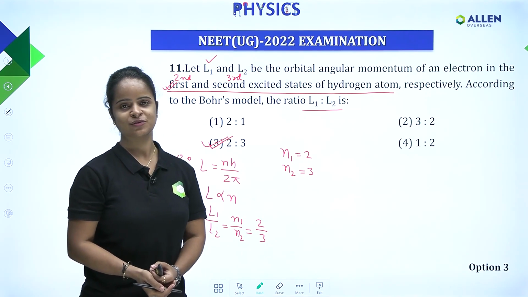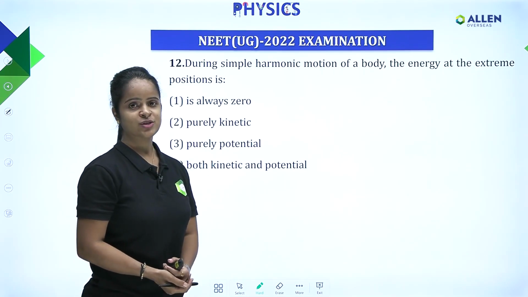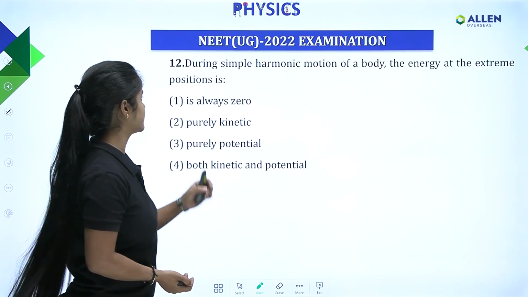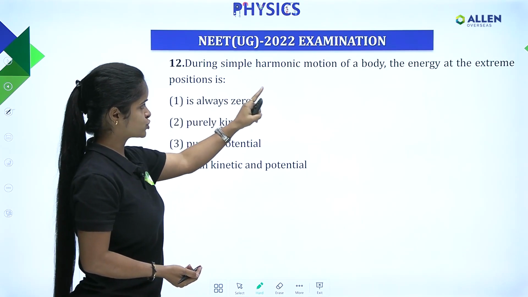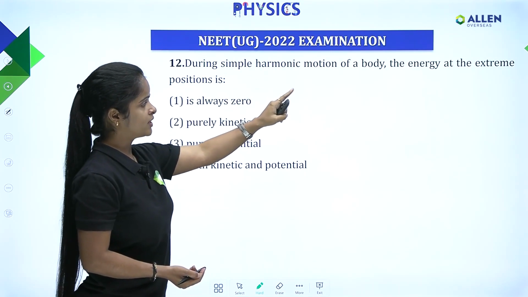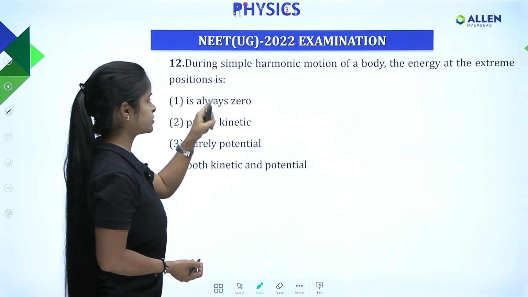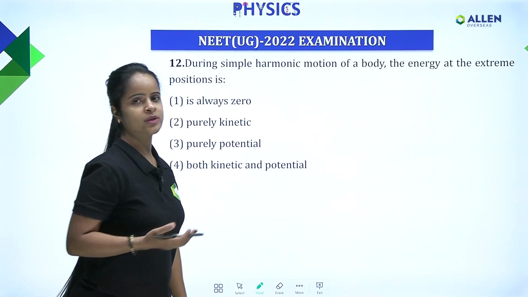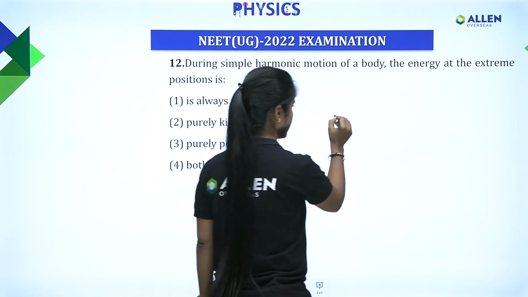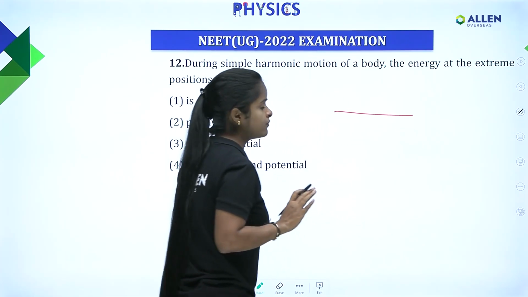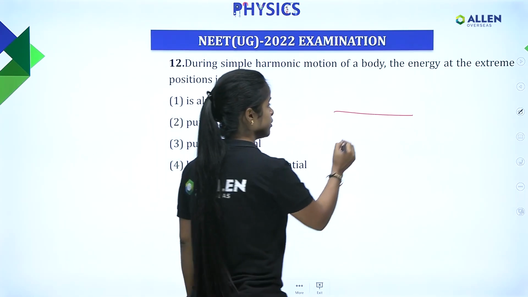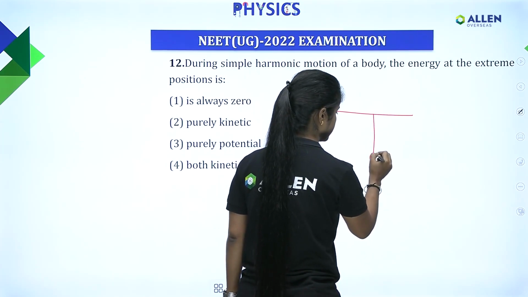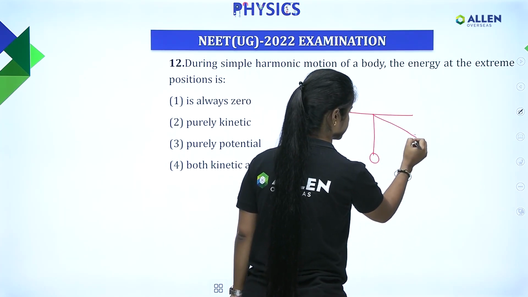Hope it is clear to everyone. Now here is the next question, that is question number 12. During simple harmonic motion of a body, the energy at the extreme position is... Now you tell me, what should be the energy at extreme position? First thing that I want to ask you, what should be the velocity? What should be the velocity of the bob at extreme position?